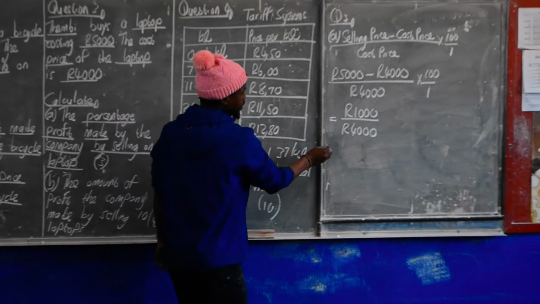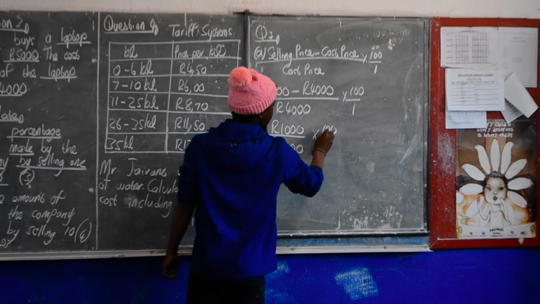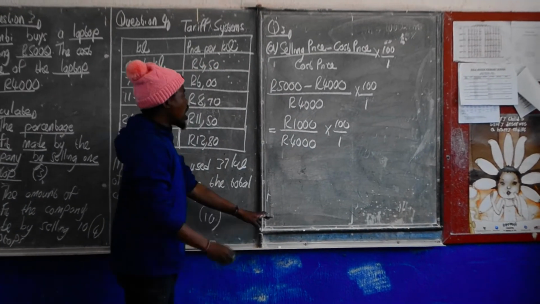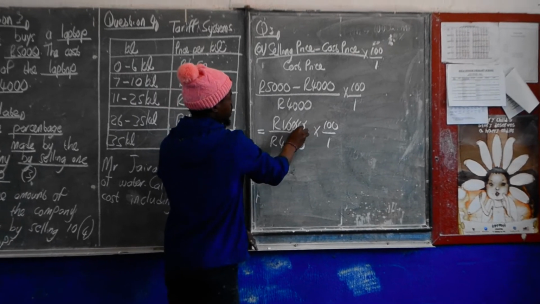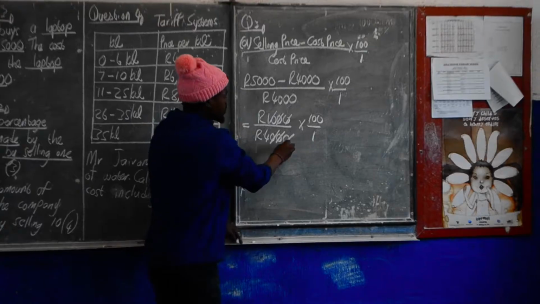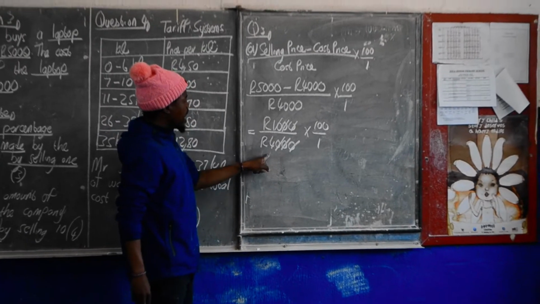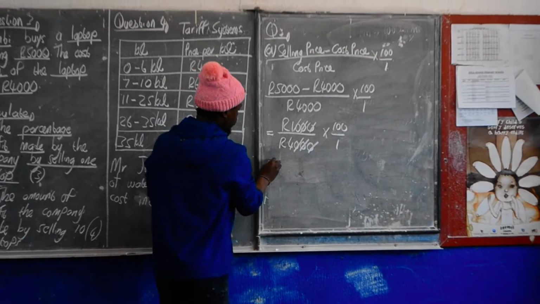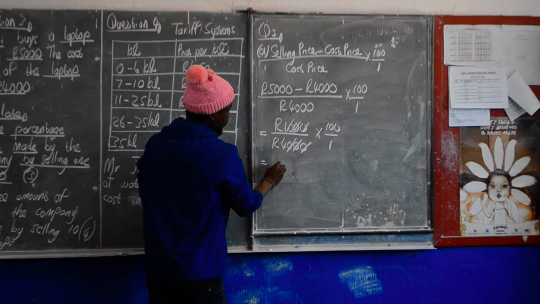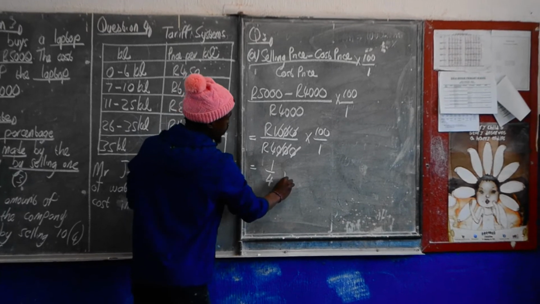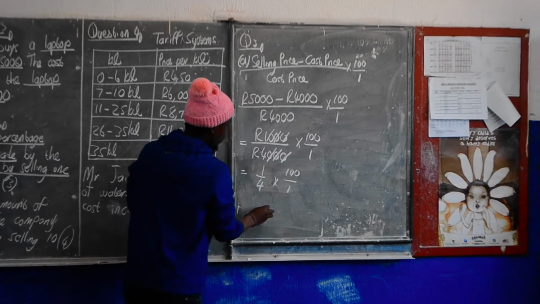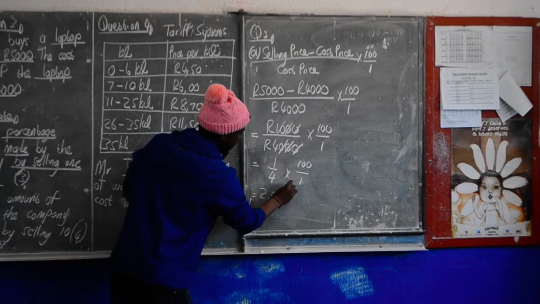So now look at this. Multiply by 100 over 1. How many zeros do we have here? 1, 2, 3. We also cancel how many zeros? 3 zeros. So now my answer is what? 1 over 4. So now my answer is 1 over 4 times 100 over 1, which will be equal to 25%.